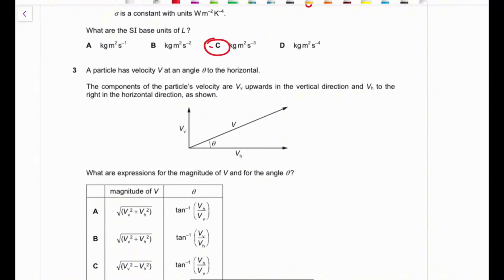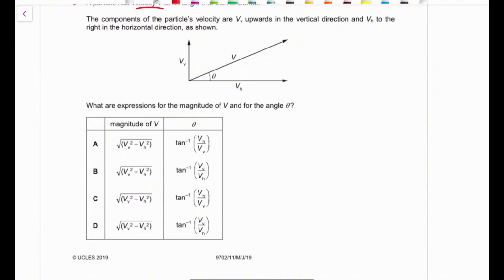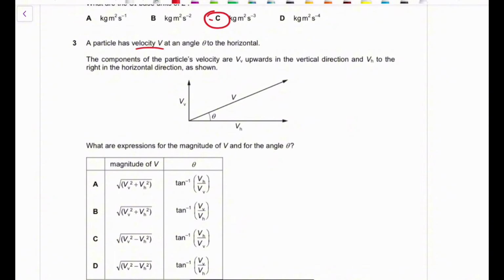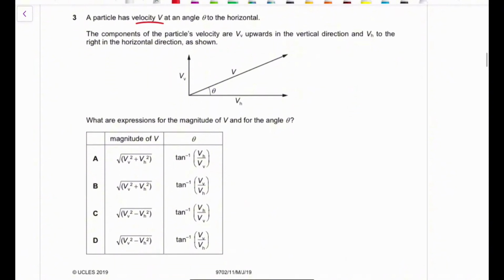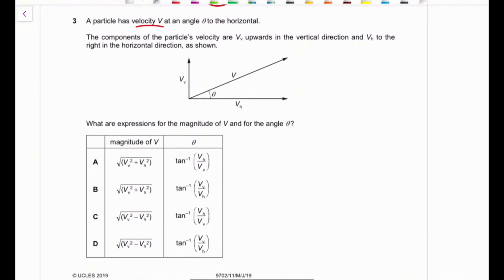Moving on to question number 3. We've been given a particle that has velocity v at an angle theta to the horizontal, and we've been asked to find expressions for the magnitude of v and the angle theta.